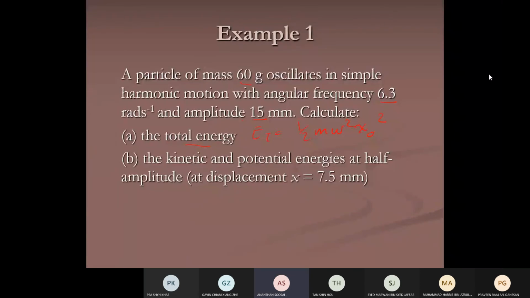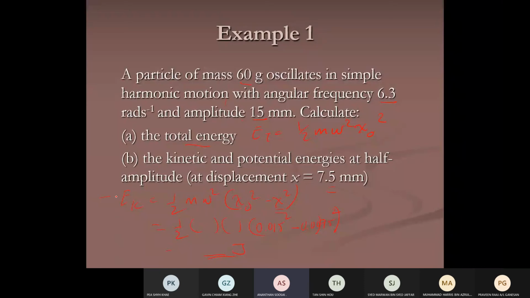Find the kinetic energy and potential energy at half amplitude. That means at the displacement of 7.5 mm. So what is your EK formula? Kinetic energy is half m omega squared, x naught squared minus x squared. So half m, of course, again the mass, omega given on top, x naught is 15 mm, so 0.015 squared minus x, the new displacement, 0.0075 squared. Okay, so you get the energy.